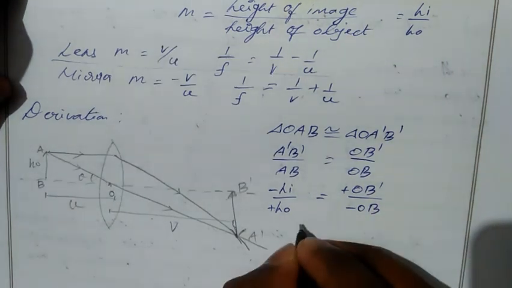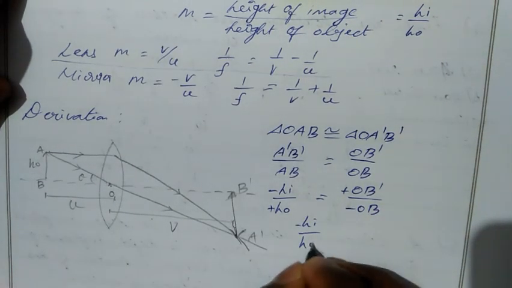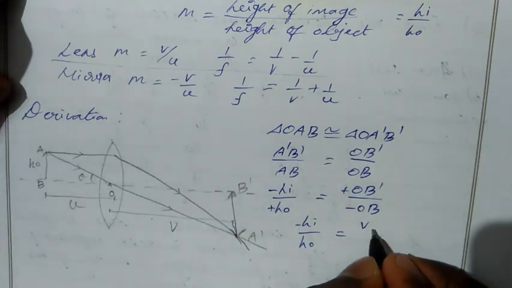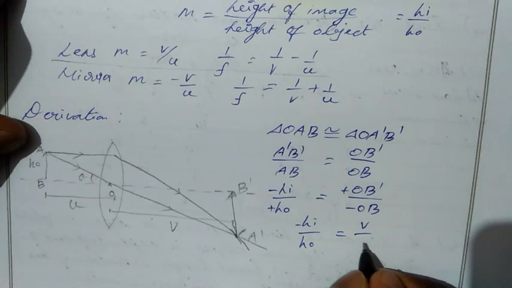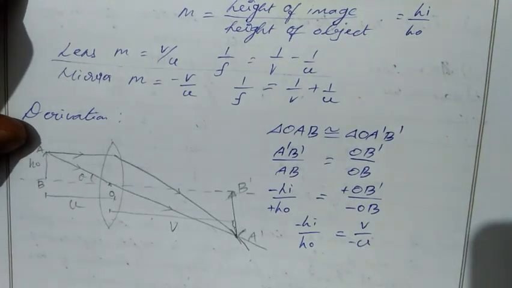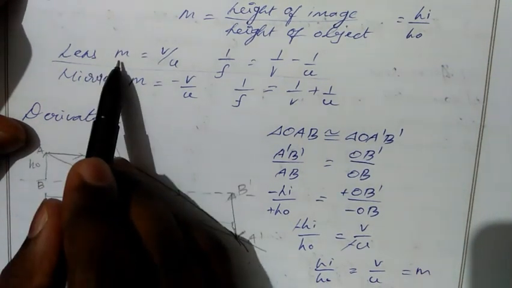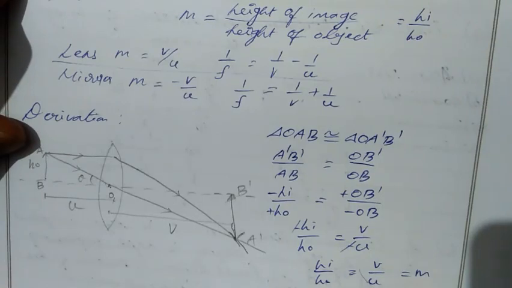So we can write OB dash as nothing but the image distance, and OB as the object distance but minus U. From this, the negative and negative get cancelled. We have Hi by Ho equal to V by U, which is equal to M. Clear? So for a lens we have M equal to V by U.